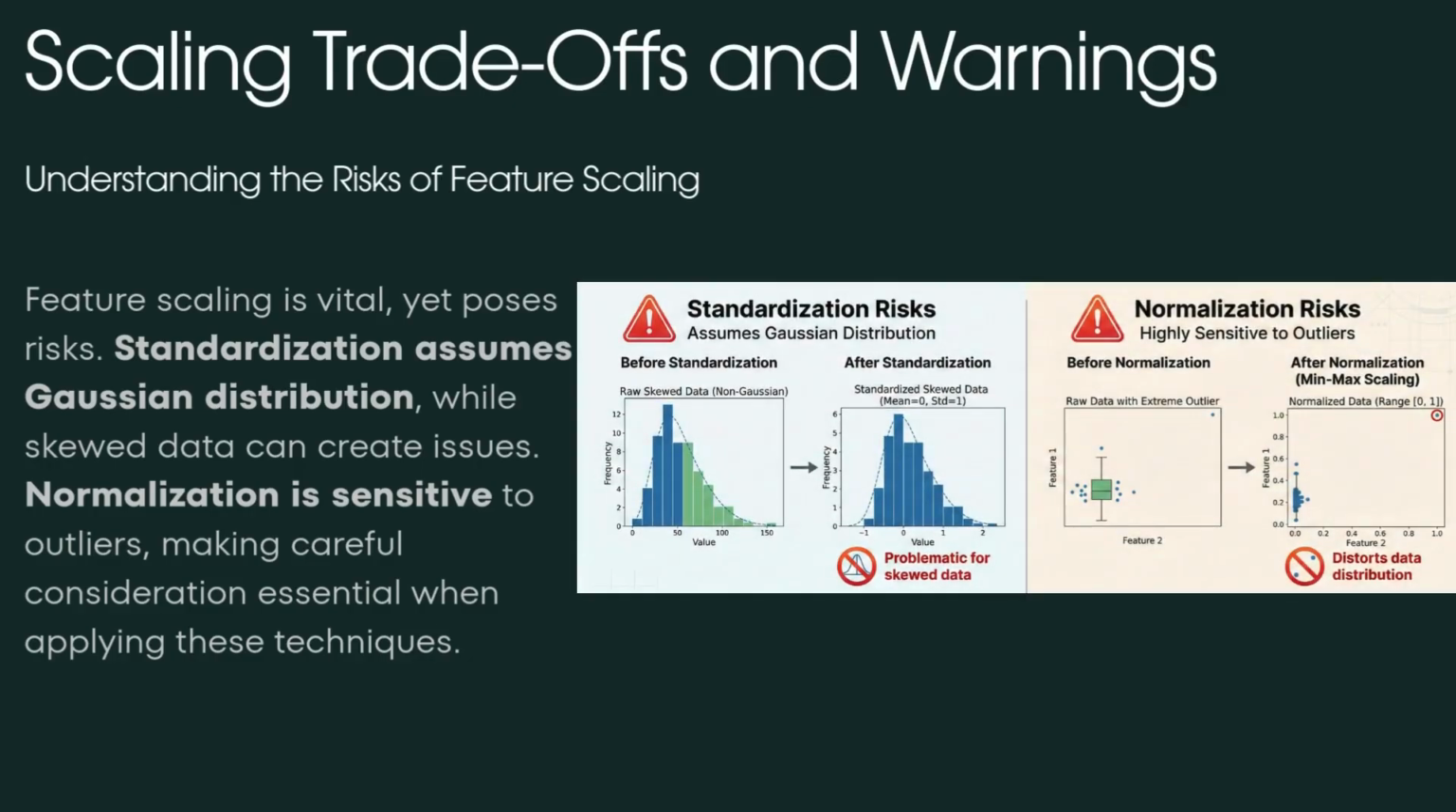Scaling comes at the cost of interpretability. Normalization is extremely sensitive to outliers, while standardization assumes a Gaussian distribution. Most importantly, don't apply it blindly. Tree-based models like random forests are insensitive to monotonic transformations, meaning scaling is often unnecessary overhead.